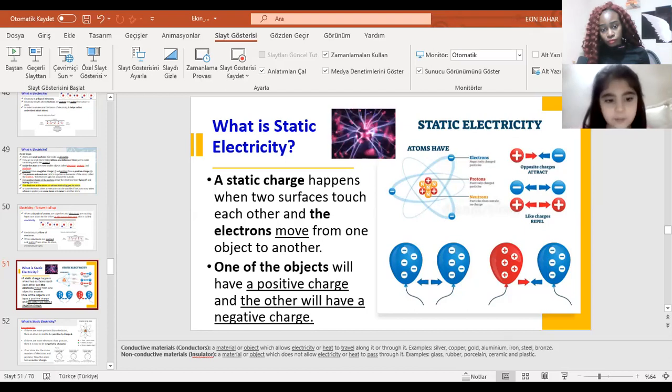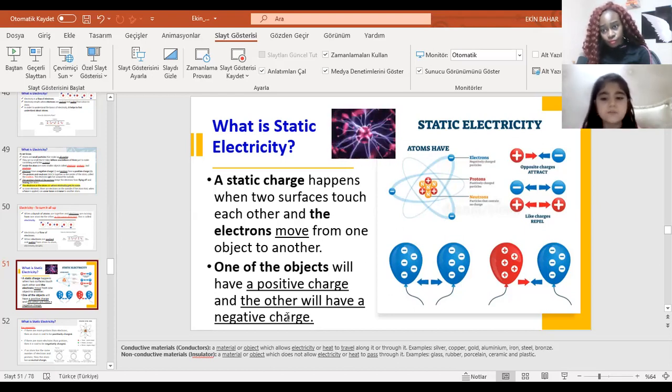So let me say something. There are conductive materials and non-conductive materials. I'm going to tell you something about that. Conductive materials, we call them conductors. A conductive material is a material or object which allows electricity or heat to travel around it or through it.